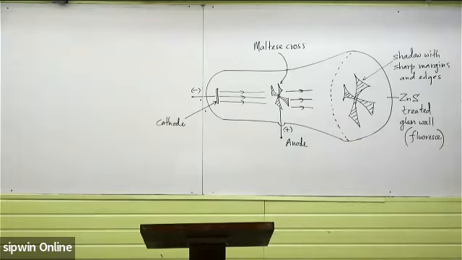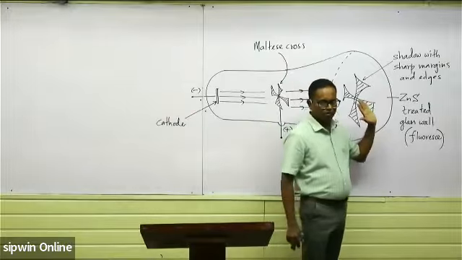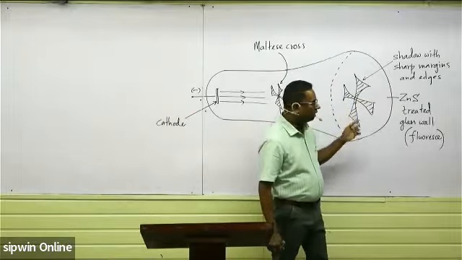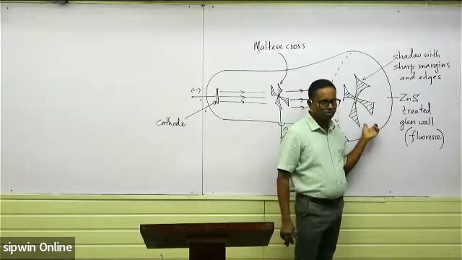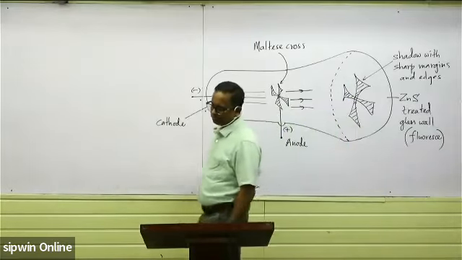Zinc sulfide is applied there to make it fluoresce, to produce the glow. If not, when the rays fall on the glass wall, it also gives a green glow. But if zinc sulfide is applied, we can observe the shadow properly. That is why zinc sulfide is applied.